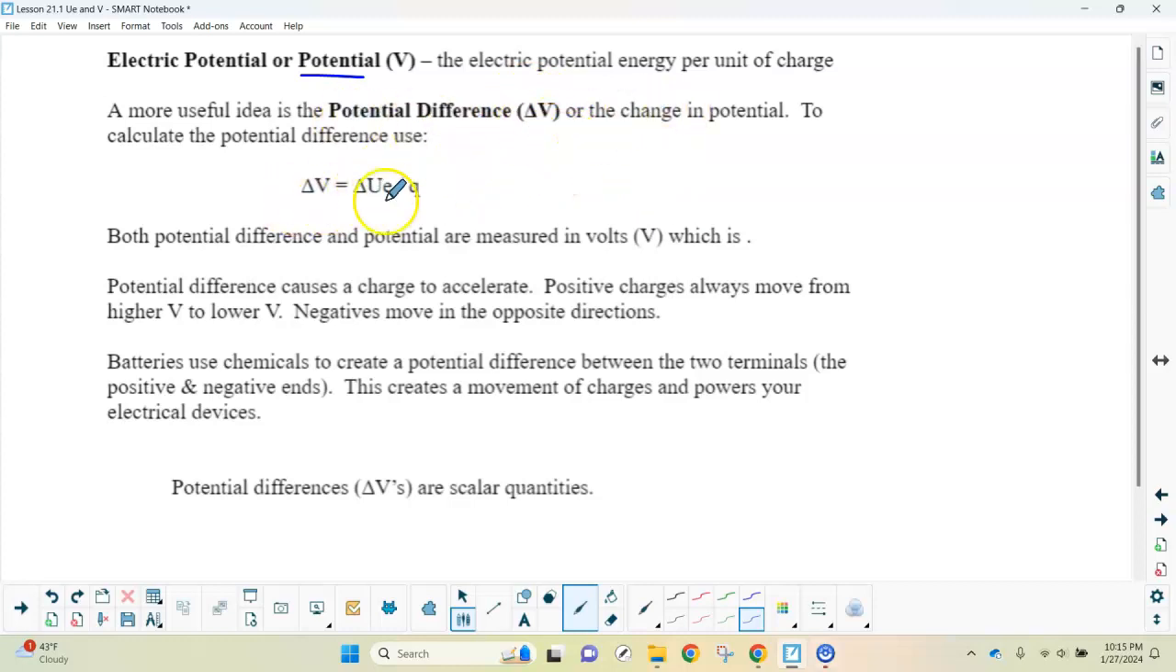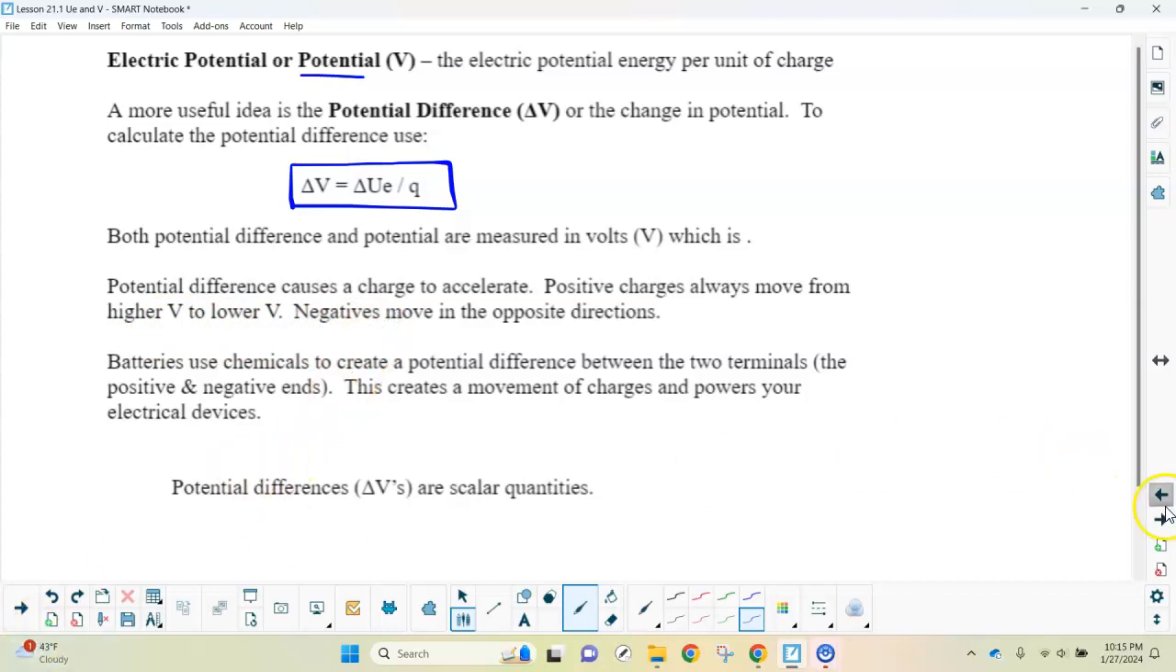So this is the formula, the most generic formula to calculate the potential difference. So it's the change in potential energy divided by the charge that you are moving from one point to another. Both potential difference, potential and change in potential, or however you want to call it, are measured in volts. So potential differences cause charges to accelerate. So positive charges always move from higher voltages to lower voltages, and negatives move from lower voltages to higher voltages.